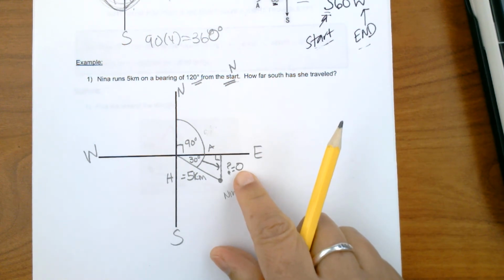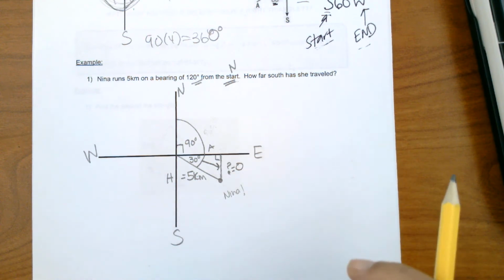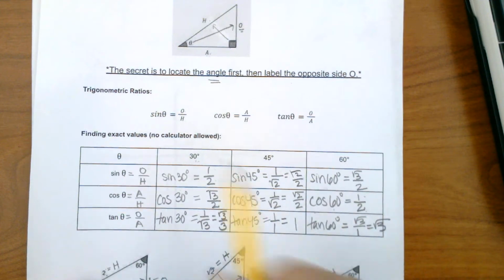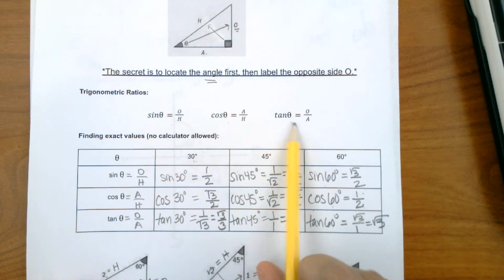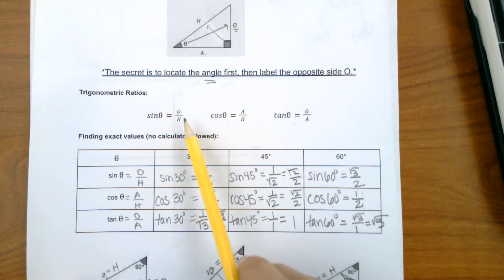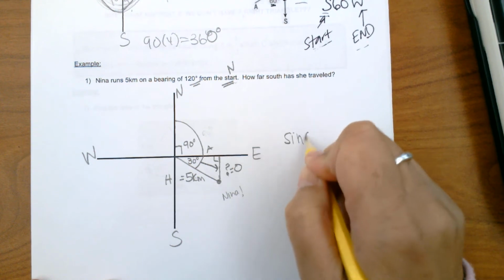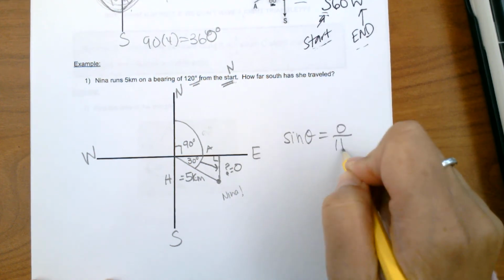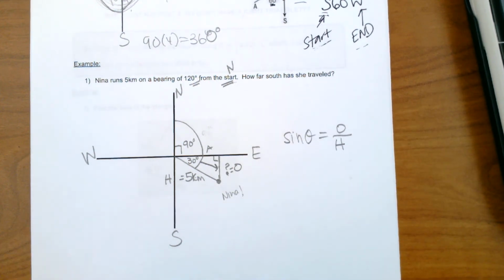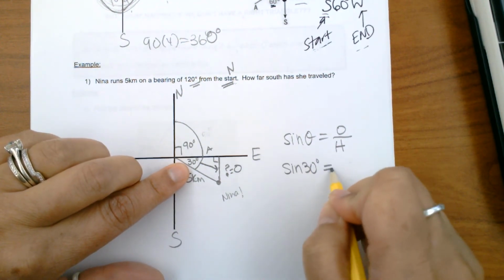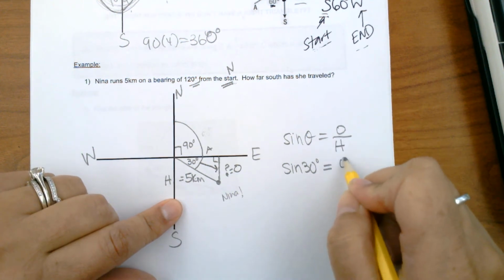So let's go back to our SOHCAHTOA, who's O and H. Remember these trig ratios? If you didn't watch my videos before, here they are. You can write them down. So which one of these has O and H? And you're right, it's going to be sine. So we're going to be doing sine of theta equals O over H. Let's fill in our information. Theta is 30 degrees. Sine of 30 degrees equals, we don't know what O is.